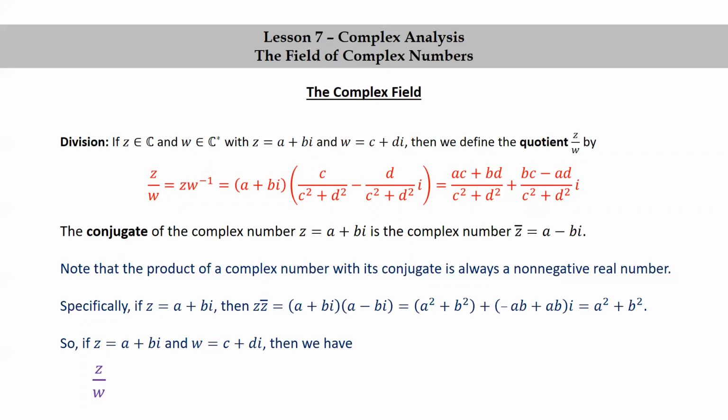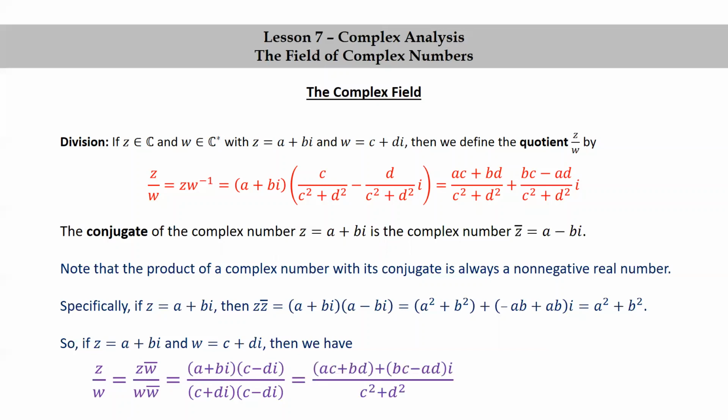So if z is equal to a plus bi and w is c plus di, then we have z over w. Using the same trick as in the example, we're going to multiply top and bottom by the conjugate of w. So we get a plus bi times c minus di over c plus di times c minus di, which is ac plus bd plus bc minus ad times i over c squared plus d squared. That's ac plus bd over c squared plus d squared plus bc minus ad over c squared plus d squared times i. Notice that we get the same expression as in the original way we defined it above.